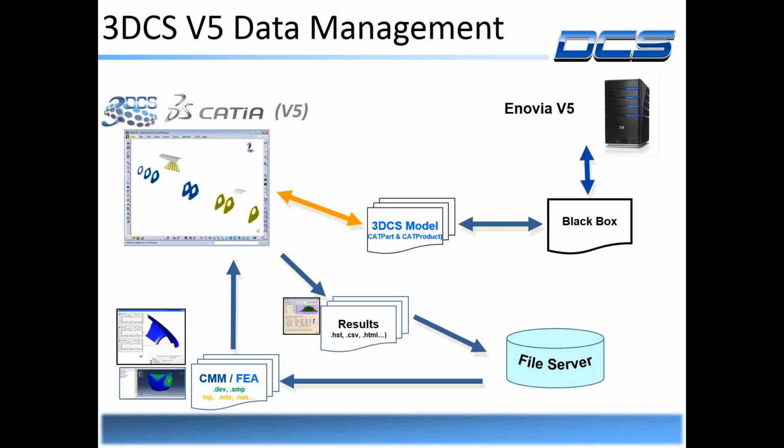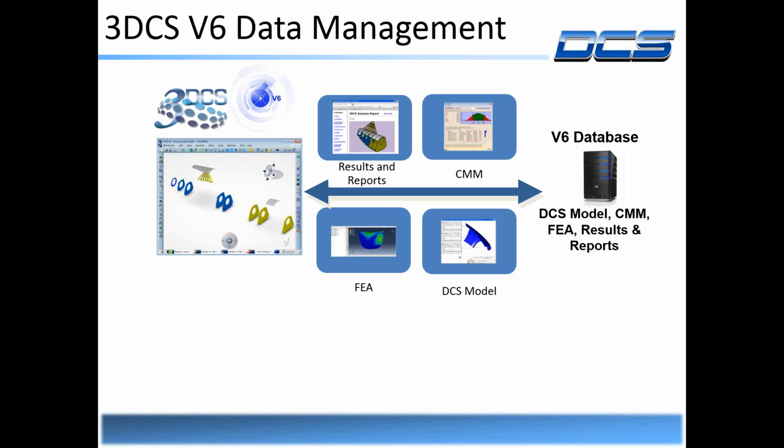FEA data, if we're doing a compliant model. These would be maybe stored on a file server that would need to be pulled into the model. And of course, our results were stored in text and HTML types of files that were stored separately from the DCS model, maybe put on a web server. So we have a good system in 3DCS V5, but it really wasn't optimal.